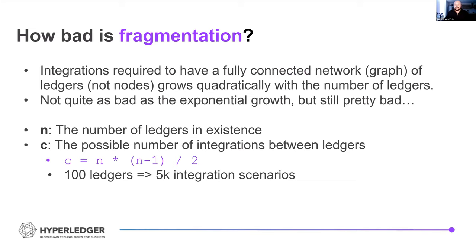If you want to think about how bad the fragmentation is, it's actually much worse than you would imagine at first. If you want to be optimistic, or have high standards and say that in your ideal world every ledger or blockchain should be able to talk to every other blockchain, then the number of integrations goes up quadratically with the number of ledgers. If you just have 100 different ledgers, which we have thousands right now, then you end up requiring 5,000 different integration scenarios. That's not really sustainable, especially if you take into account that there isn't really a framework out there to combine all of these.